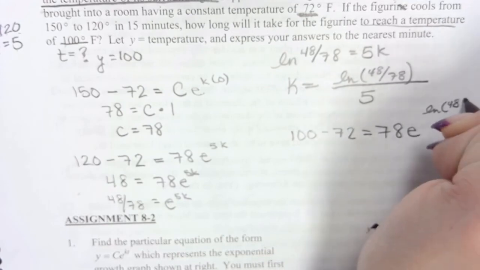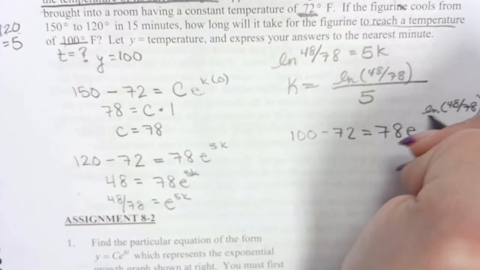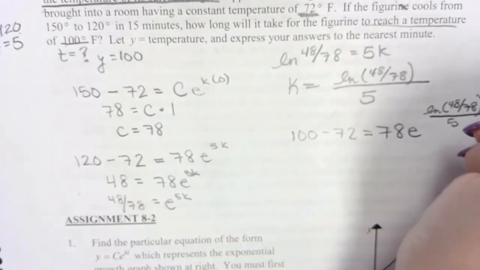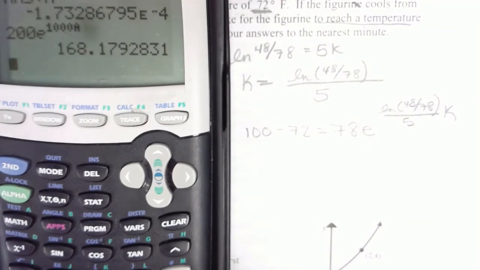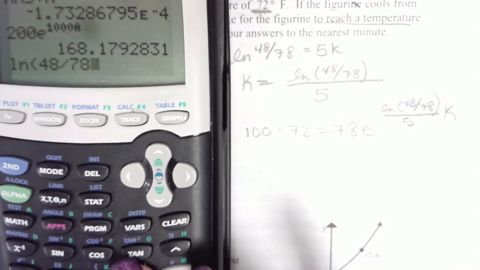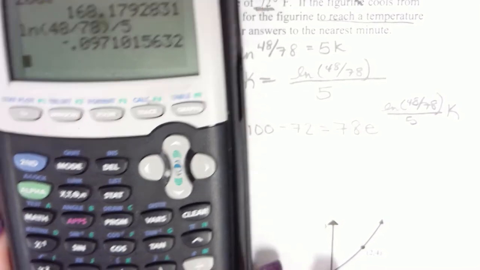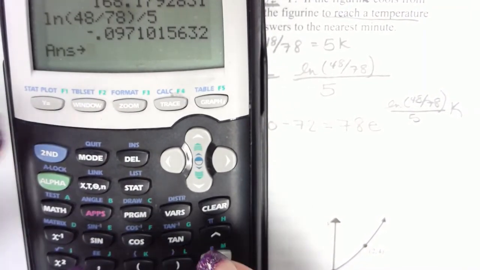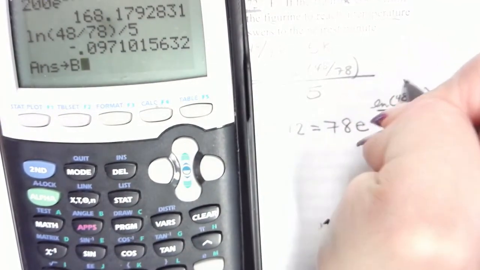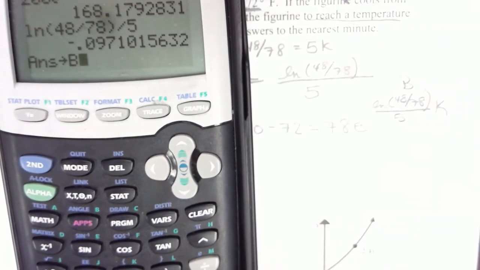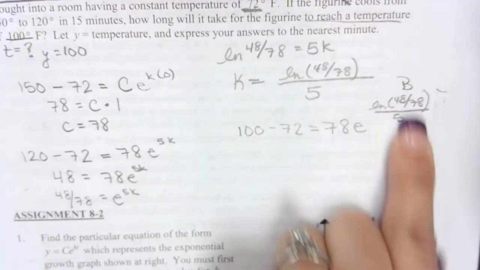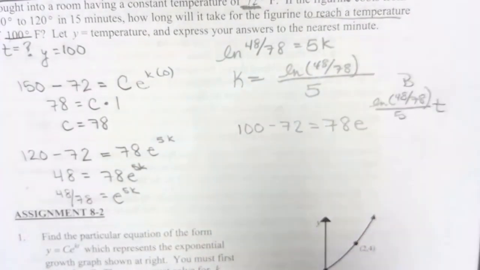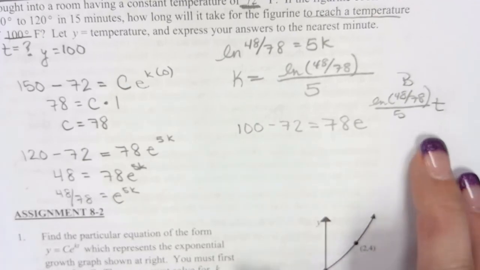So of course, as you're writing this down, what would be easier to do in solving? Probably storing that in, right? So I'm going to store that in. Let's see, ln 48 divided by 78 divided by 5, and then I'm going to store it, so STO, I'll store this one as B. Now I'm going to put B right on top of there so I know what I'm going to make it in the calculator. Because we are solving for, I put K but it's supposed to be T, sorry guys. Because I'm solving for the time, I have to do some algebra before I can plug it in my calculator.